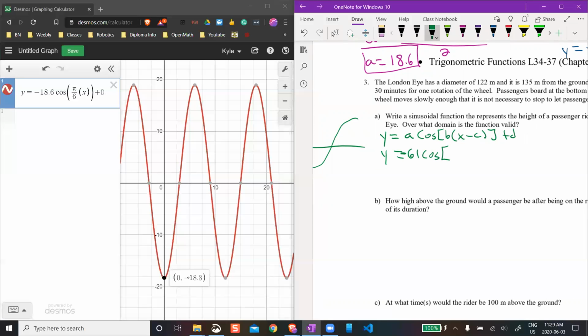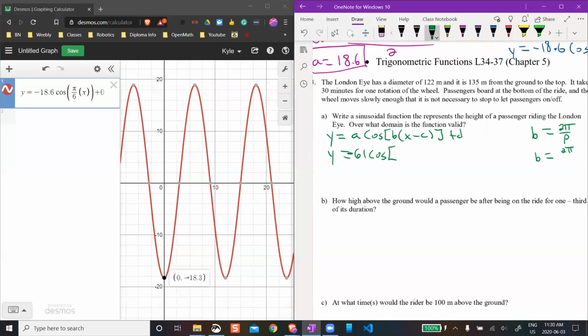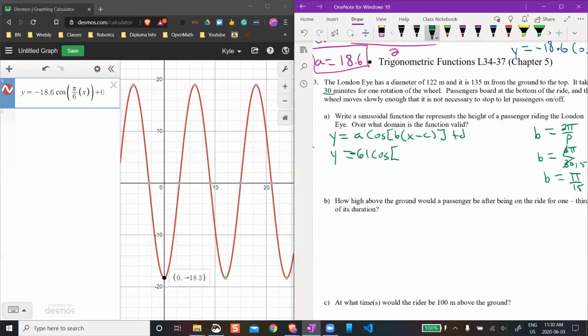And then now b. So what's our b value? Sorry, I'm jumping around here a lot. b is equal to 2 pi over period. So our b value is going to be 2 pi over the period, and it tells us that it takes 30 minutes for one full rotation. So 2 pi over 30. Divide those by 2, and we get b is equal to pi over 15. All right, so we'll fill that in.